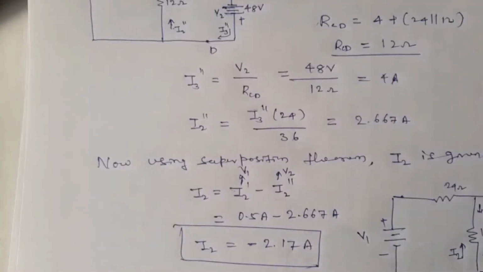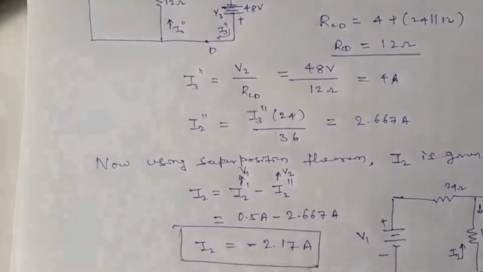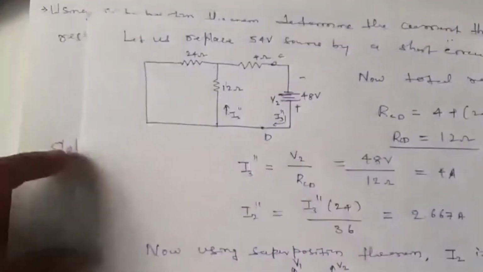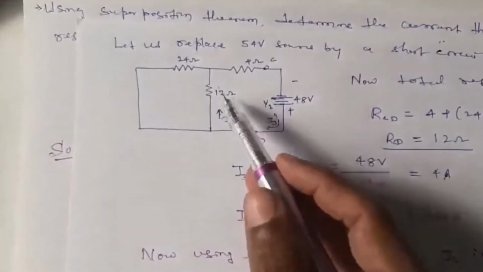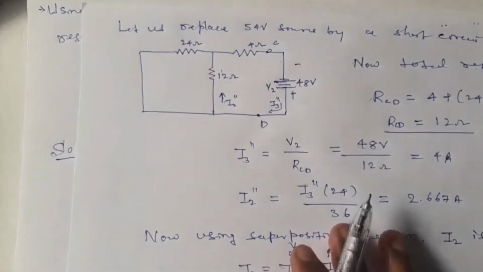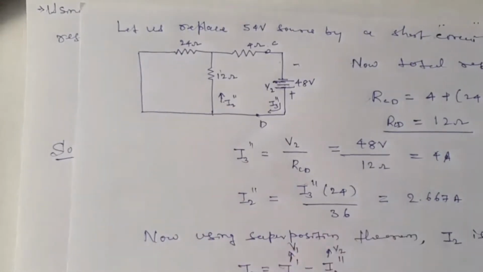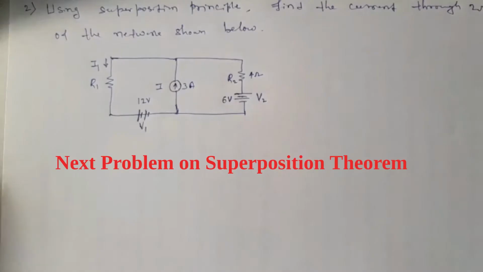Consider one source at a time. You can find either current or voltage. Here I have considered a current. You might even be asked to find a voltage, for example across the 12 ohm resistor or the 4 ohm resistor. You need to consider one source at a time and find the response. Later, take the other source and find the response. Like this you should consider all the sources. Later add all those responses to get the total or combined effect.